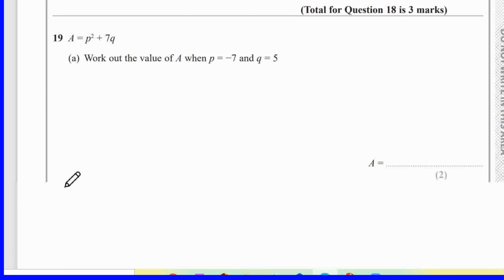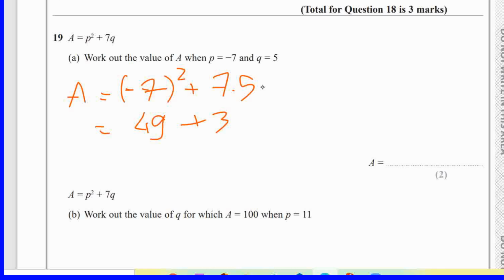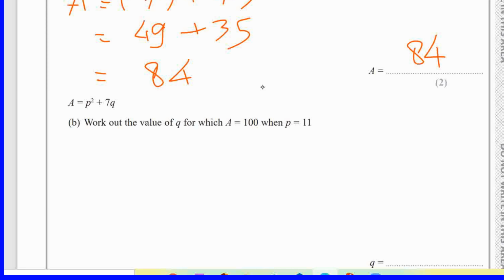Let's go to number 19. A is p squared plus 7q. Work out the value of a when p is negative 7 and q is 5. So p is negative 7, squared, plus q is 5. So it's 49 plus 35, it's 84.